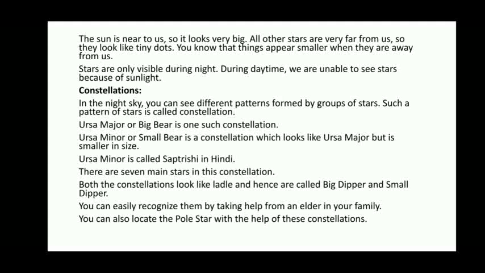Let us understand what a constellation is. A group of stars that fall in a particular pattern is called a constellation. There are two major constellations which we are being taught about. One is called the Ursa Major, the other is called the Ursa Minor. The Ursa Minor is also called Saptarishi in Hindi. The two major patterns of constellations are also called Big Dipper and Small Dipper.